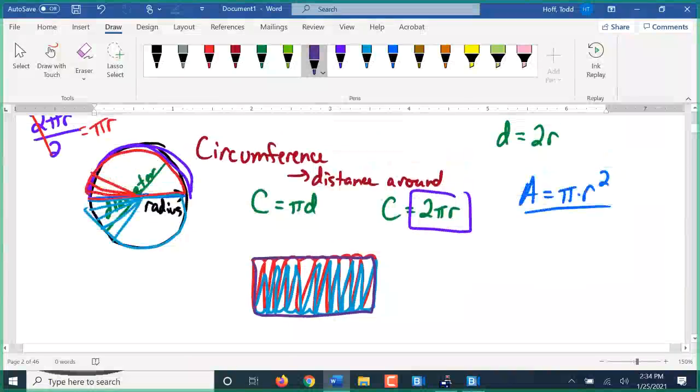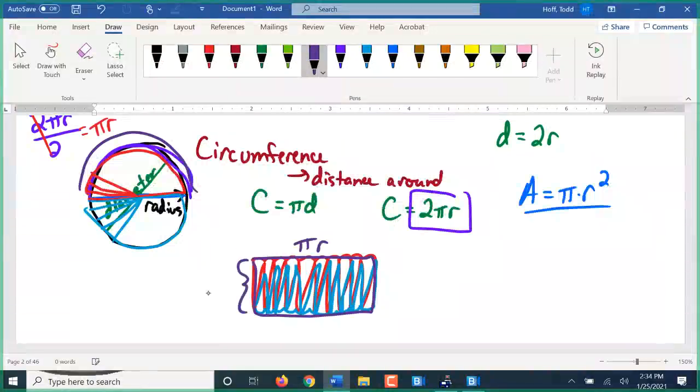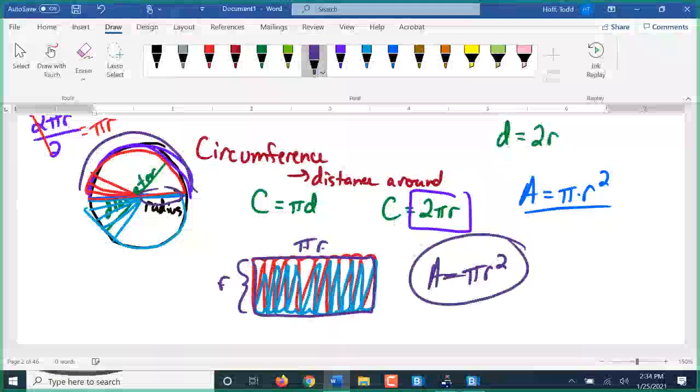The length of this rectangle was the distance halfway around, pi times r, right? What's this dimension? Radius. R times pi r is pi r squared. That's the formula for the area of a circle. You literally are turning the circle into a rectangle.